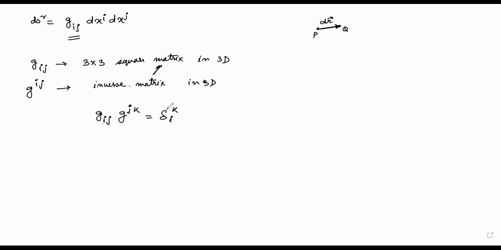And as we said, since the metric tensor is defined in terms of the dot product of two vectors, it is also a symmetric matrix. So G_ij is equal to G_ji. Similarly, this contravariant G^ij is also a symmetric matrix. Because we have the metric tensor G_ij in 3 dimensions, it is a 3 by 3 square matrix, which is symmetric. So its inverse will also be symmetric, because if you take the inverse of a symmetric matrix, the inverse will also be symmetric. That means G^ij is also symmetric.